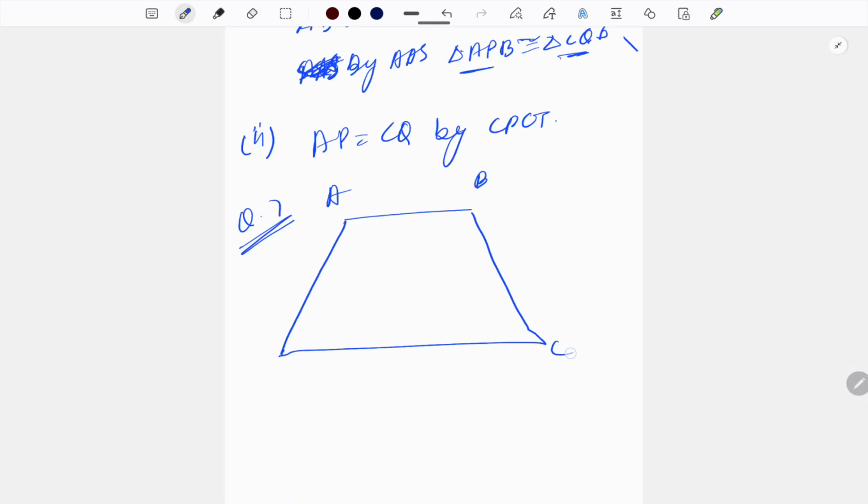ABCD is a trapezium in which AD and BC are equal, okay, and AB is parallel to CD. This is parallel. Now, prove that angle A is equal to angle B.